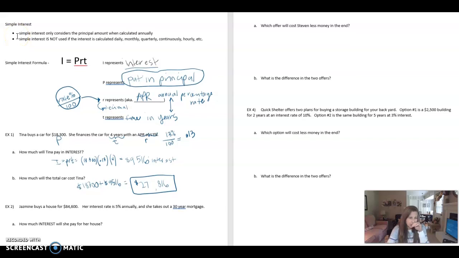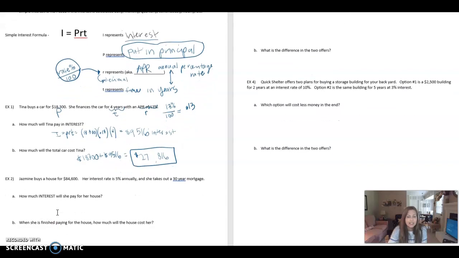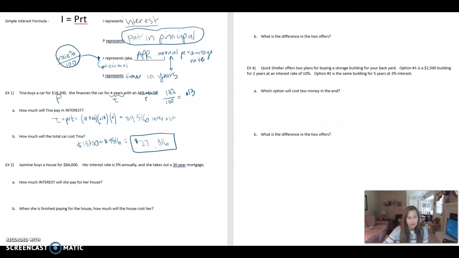All right, let's go to number 2. Jasmine buys a house for $84,600. Her interest rate is 5% annually, and she takes out a 30-year mortgage. Okay, we've got everything we need. This is going to be what she puts in. This is going to be her rate, and this is going to be her time. How much interest will she pay?